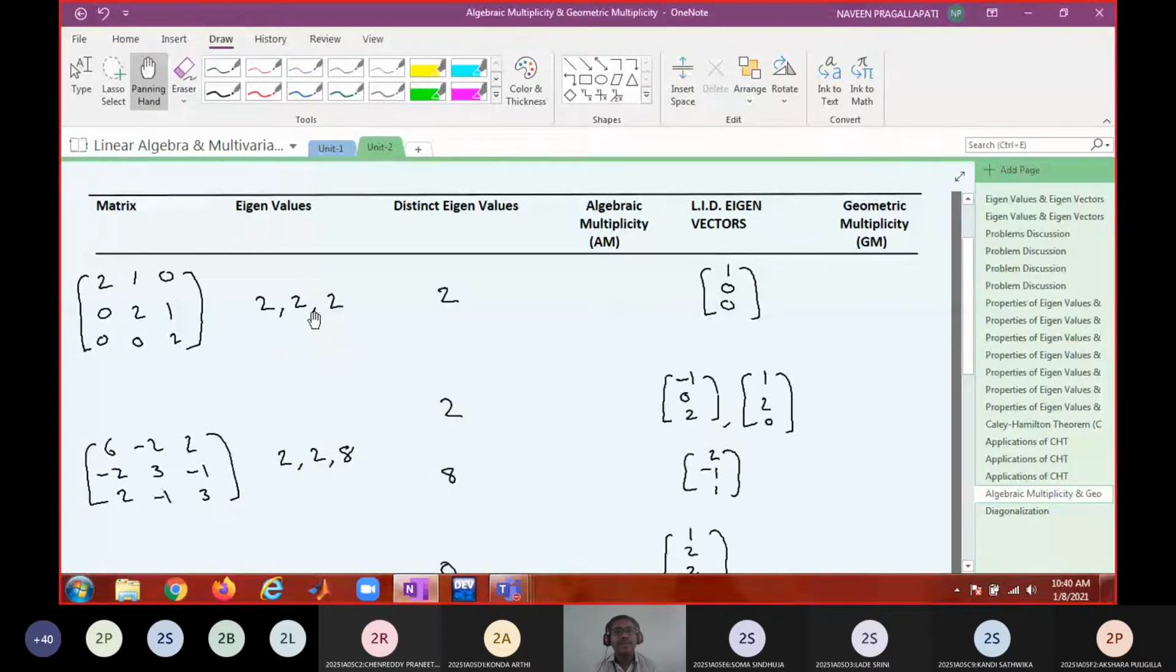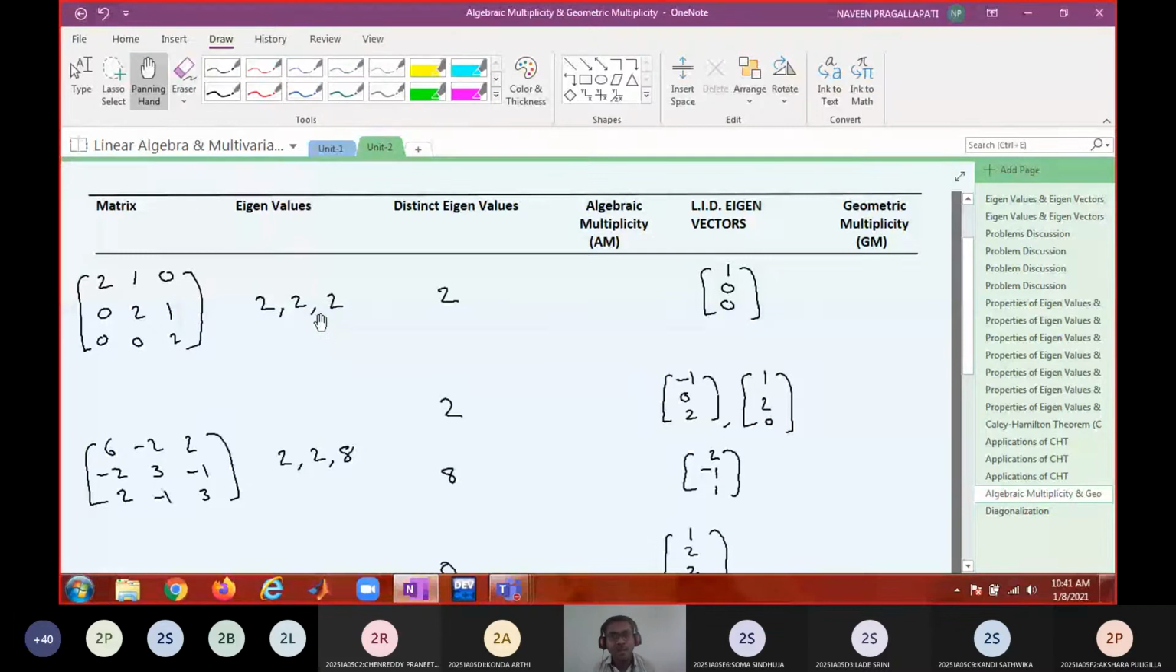So what is that 3 called in algebra? Corresponding to 2 as a root, that 3 is called... I am not asking about linear algebra. See, you got the roots as 2, 2, 2. 2 occurred 3 times. So what is that 3 called corresponding to the root? Multiplicity. You remember? What is the multiplicity of the root 2? 3, because it occurred 3 times. That multiplicity we call algebraic multiplicity.